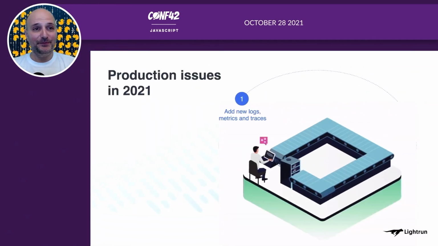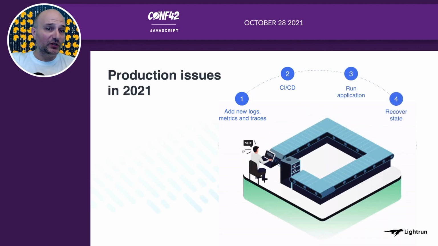We're stuck in this loop. Add a new log, go through CI/CD, which includes the QA cycle and everything. This can take hours. Then we reproduce the issue in production server with your fingers crossed and try to analyze what went on. Hopefully you found the issue, because if not, it's effectively rinse, repeat for the whole process.